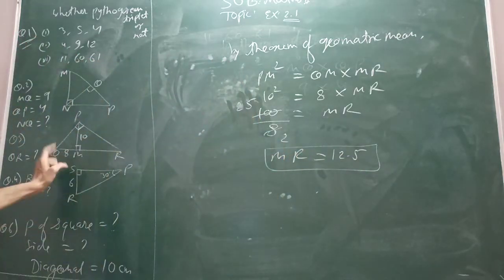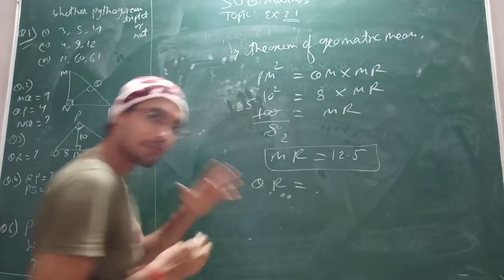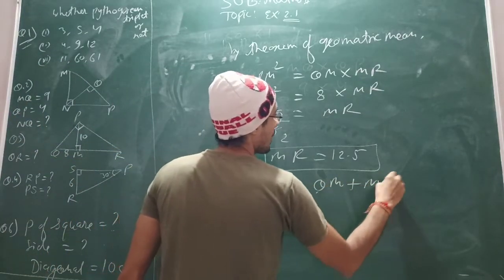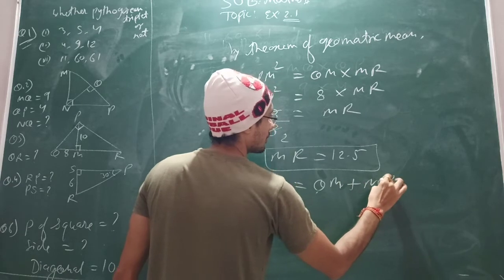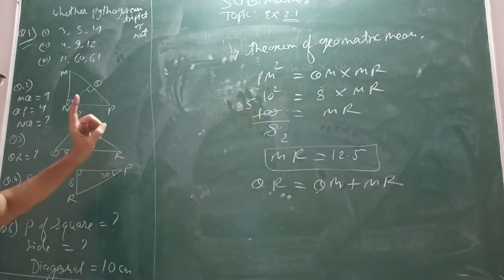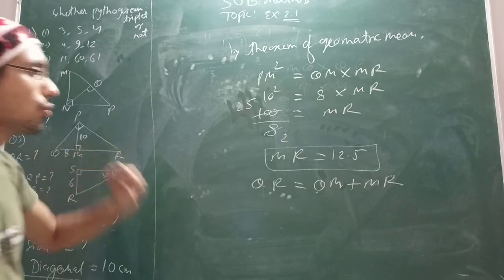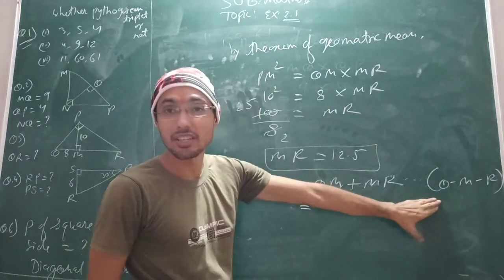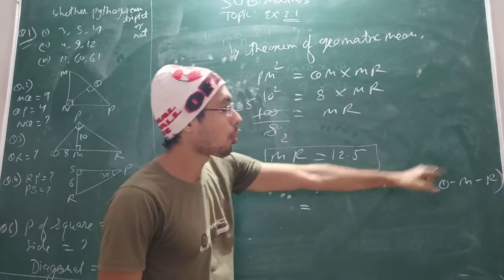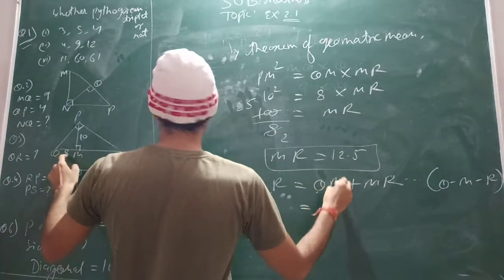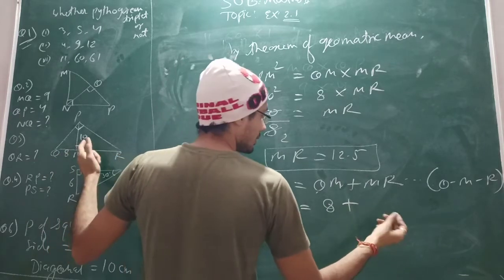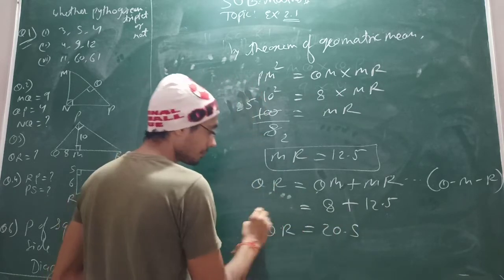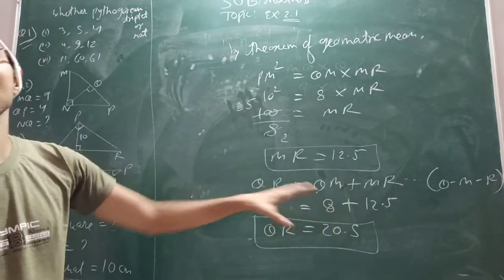And now they want QR. If you observe, QR is QM plus MR. By this you can find out the value of QR. Here the reason you have to mention is collinear points. So Q, M, R. QM is 8, and MR we have found out. So now add it, we will get 20.5. So the next answer is QR equals 20.5.